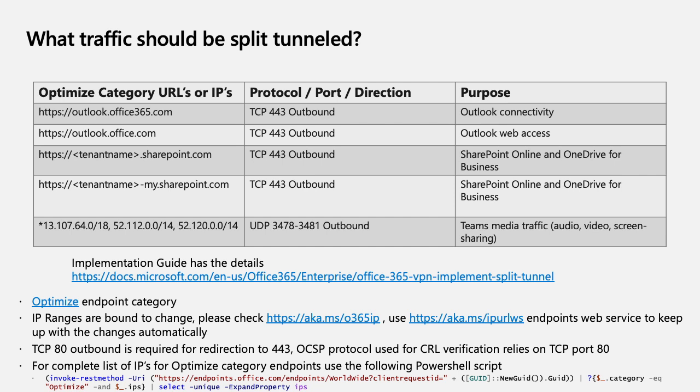And essentially, that's the only information that you need to implement split tunneling, irrespective of the VPN solution or the product that you're using for the VPN technology. Just keep in mind that these IPs are bound to change. We do have a monthly cadence, and you can use the endpoints web service to keep up with the changes and query the changes automatically as soon as we publish them.